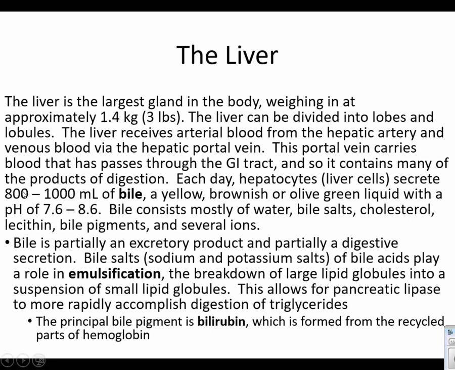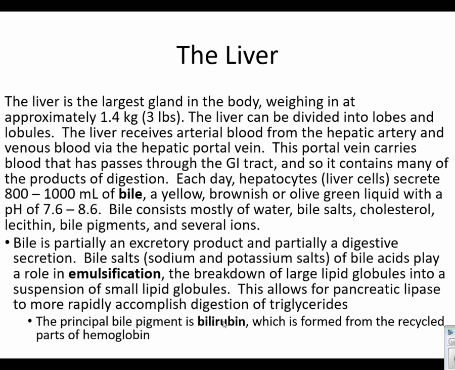It's a yellow, brownish, or olive green liquid. It has a pH of 7.6 to 8.6. Bilirubin is a very important biopigment formed from the recycled parts of hemoglobin. We actually talked about that before.